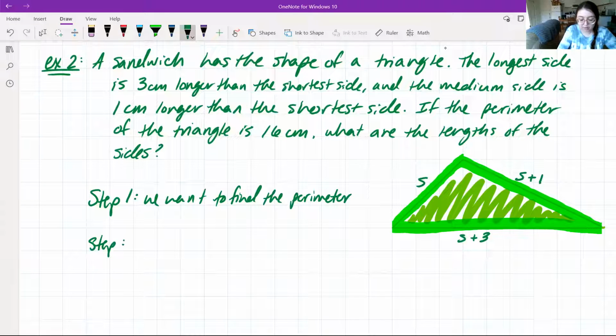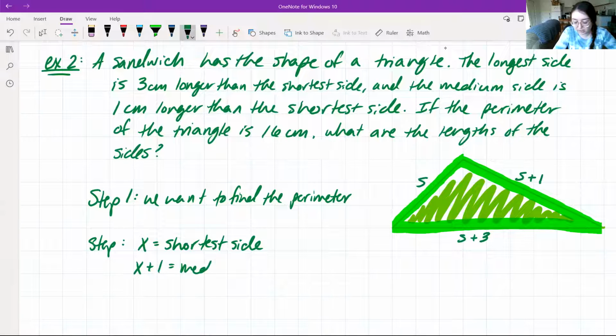Step 2, we want to assign our variables. So in this case, we're taking our longest side and comparing it to our shortest side. And we're also taking our medium side and comparing it to our shortest side. So we're going to let X be our shortest side. Then we determined that our medium side was 1 centimeter longer. So we have X plus 1 is going to be our medium side. And our longest side is 3 centimeters longer. So we'll have X plus 3 is our longest side.